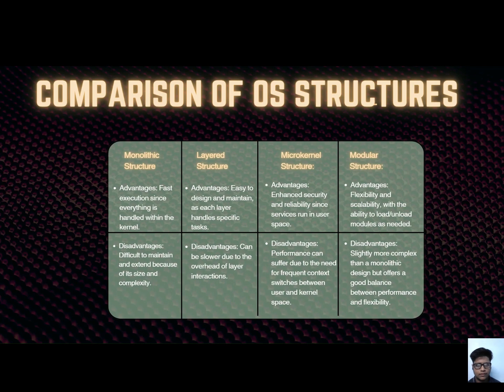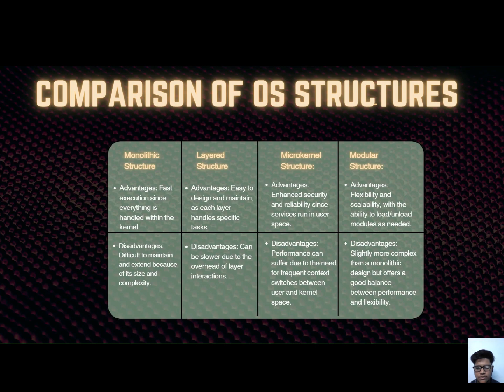Now, let's compare the different types of operating system structures. Again, let's start with monolithic. It is fast because all the operating system services are in one place, but debugging and adding new features can be difficult. Any bug in one part of the kernel might cause the entire system to crash.